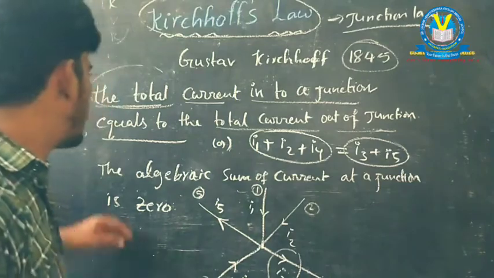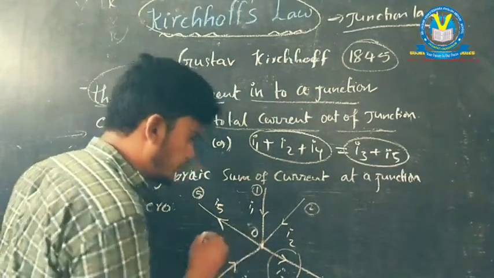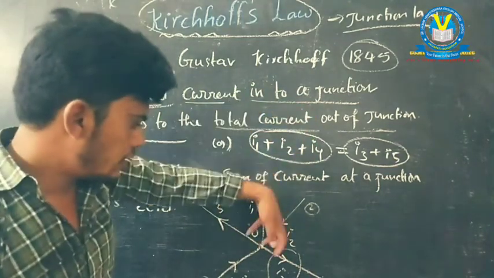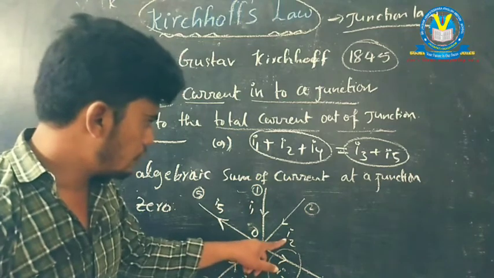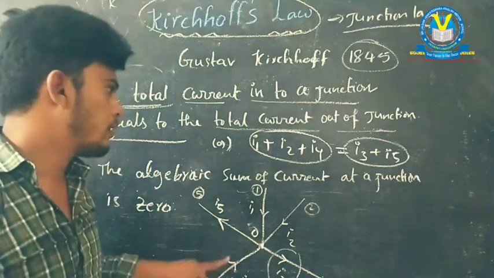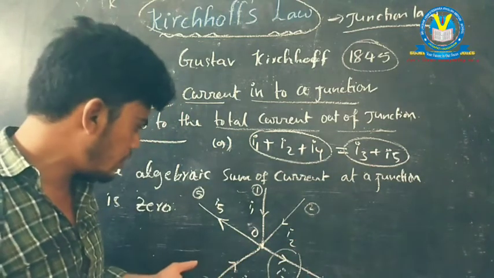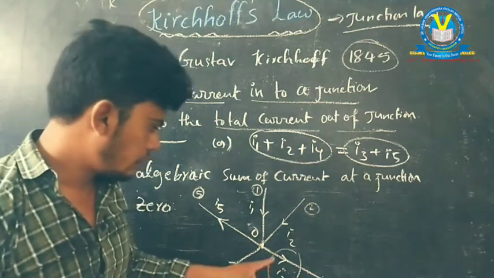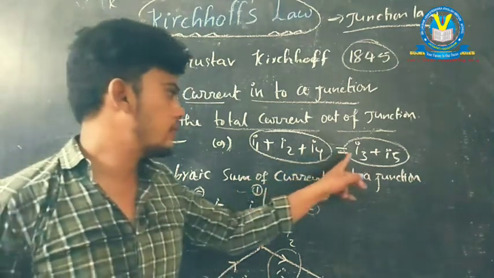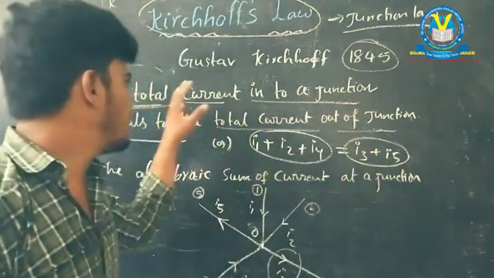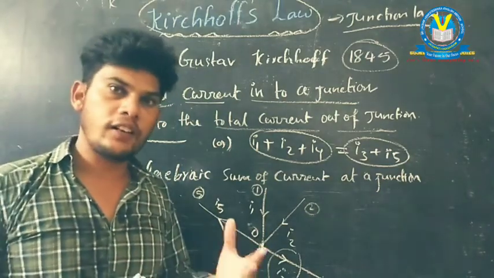It is very easy. Look at here, the total current into the junction. So this is the junction point O. The total current that goes into the junction, what is it? I1, I2 and I4 is equal to the current out of the junction. What are the currents that go out of the junction? In conductors 3 and 5, I3 current and I5 current. So I3 plus I5. So this is Kirchhoff's first law. It is also called the junction law.